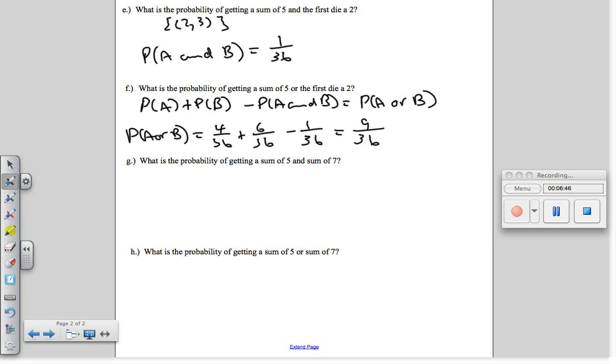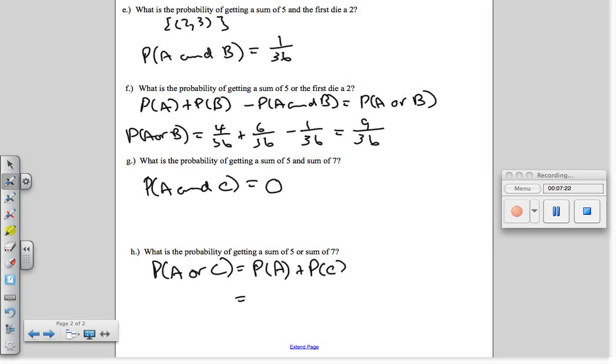What is the probability of getting a sum of 5 and a sum of 7? This would be A and C together. Notice that this involves the events A and C, which has no outcomes in common. So the probability of this happening is 0. What is the probability of getting a sum of 5 or a sum of 7? From the previous part, these two outcomes are mutually exclusive, so the probability of A or C is the probability of A plus the probability of C, which is equal to 4 out of 36 plus 6 out of 36, or 10 out of 36.